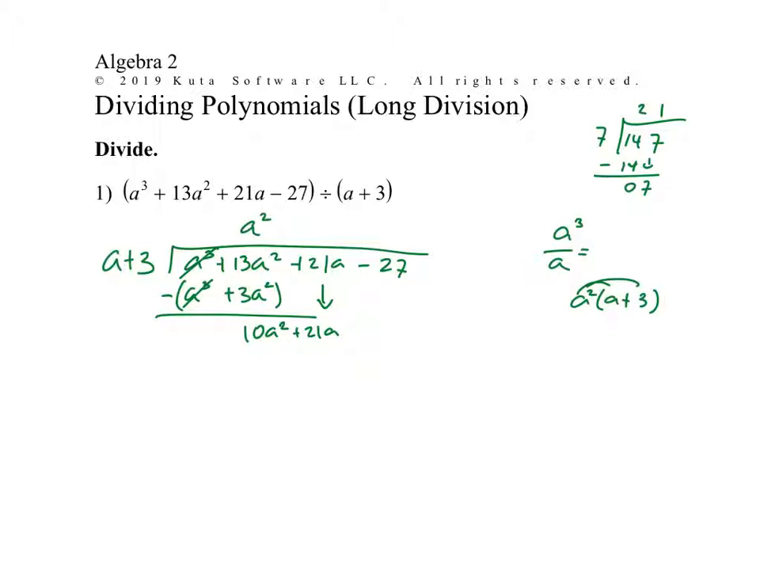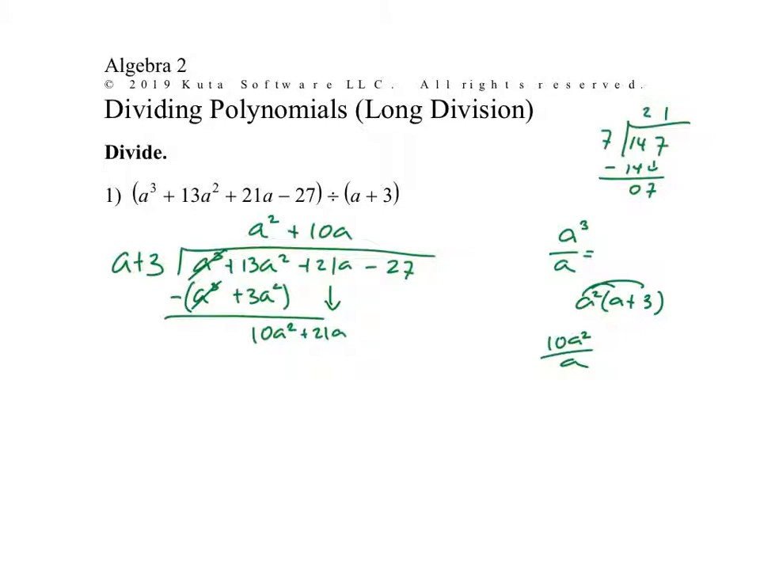So I'm doing the same, but as I did previously, I'm going to divide just the first term. In this case, 10a squared divided by a. That's going to give me plus 10a. Again, I'm going to distribute that one, so it's going to be 10a squared plus 30a. Now I'm just going to subtract those two.